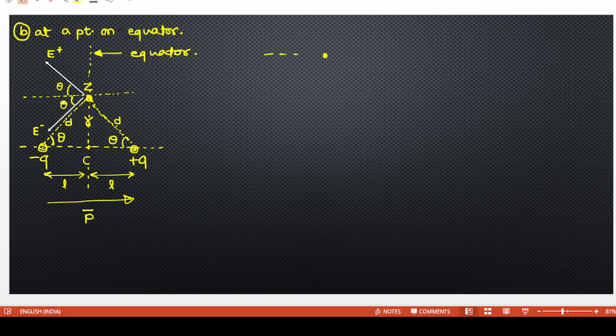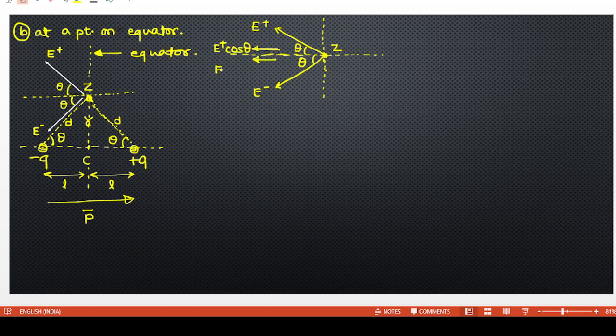Now you can clearly see what is happening at point Z. We don't have any space here, so redraw the situation at point Z. At point Z we have this E plus and this E minus. This angle is theta, this angle is also theta. Resolve this E plus and E minus. This will be E plus cos theta.